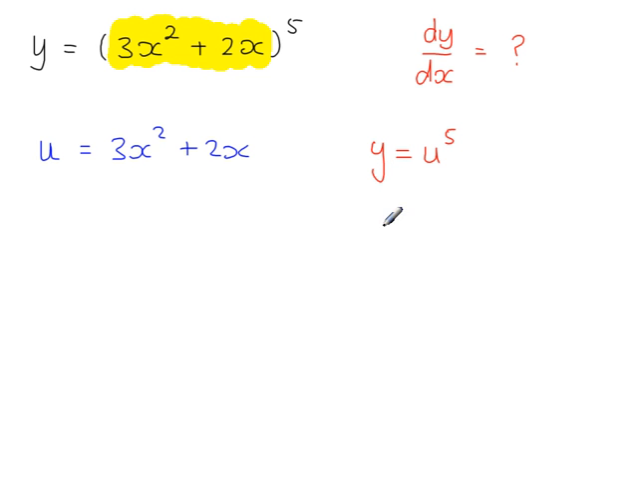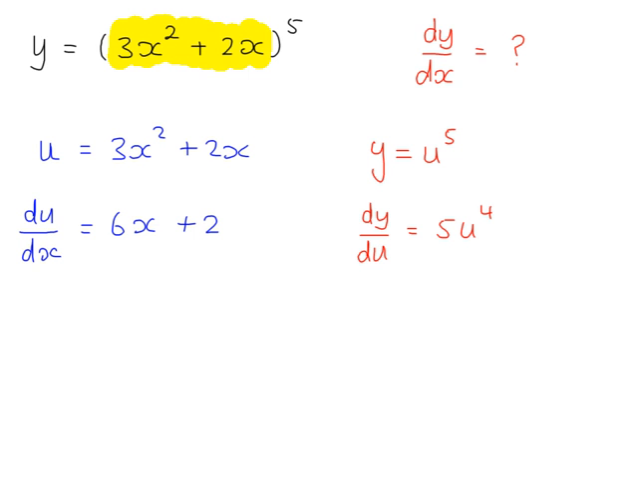And then you differentiate both of these. This one's u in terms of x, so this will be du by dx. And this one's y in terms of u, so this will be dy by du, 5u to the power of 4.